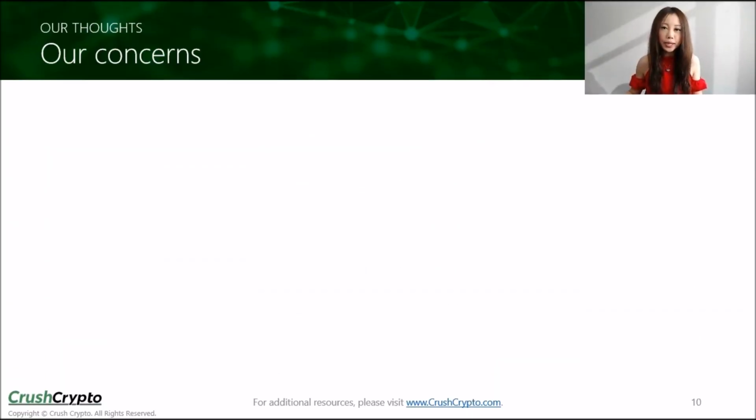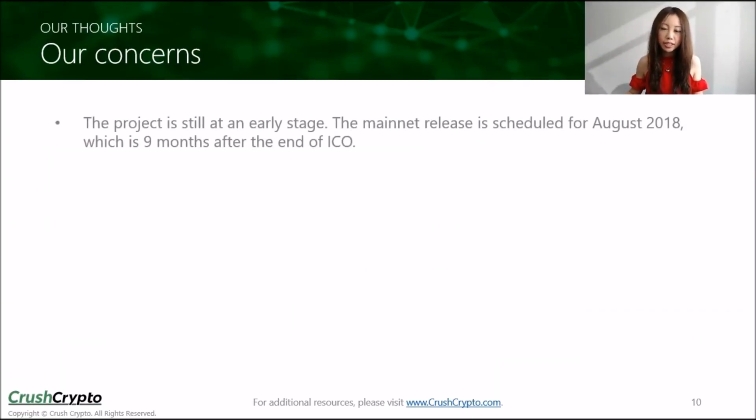And a few concerns we wanted to note. The project is still in its early stages of development. According to their white paper, the mainnet release won't be happening until August next year, which is 9 months after the end of the ICO.